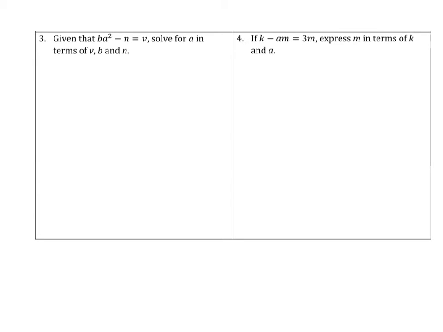All right, the next one says, given that BA squared minus N is equal to V, solve for A in terms of V, B, and N. Okay, so I'm going to start by writing it. BA squared minus N is equal to V. And now I'm solving for A in terms of the other variables, which means I want the A all by itself. Okay, so if there's any addition or subtraction, I want to undo that first if possible. In this case, I'm going to undo the minus N by adding N to both sides.